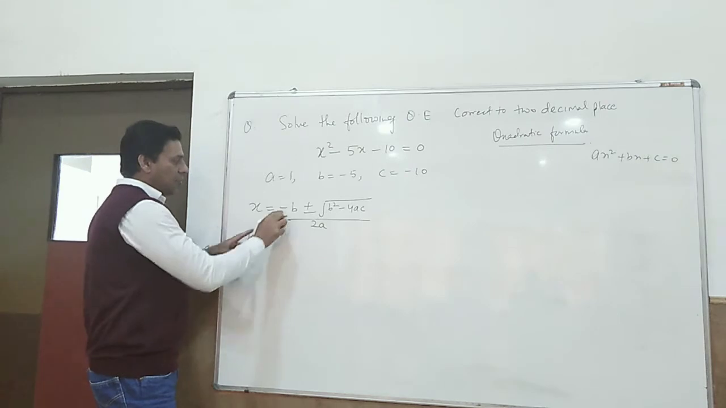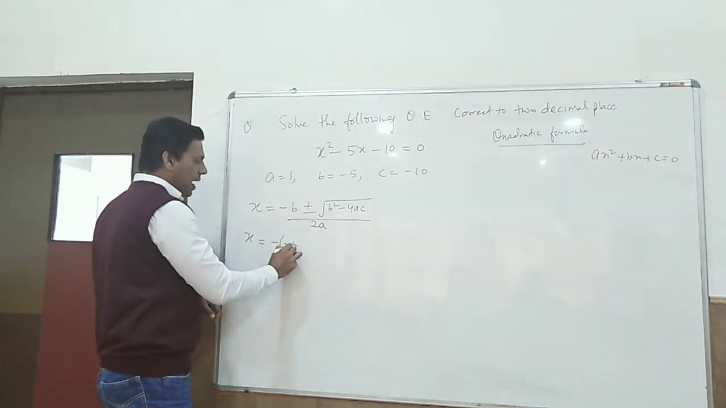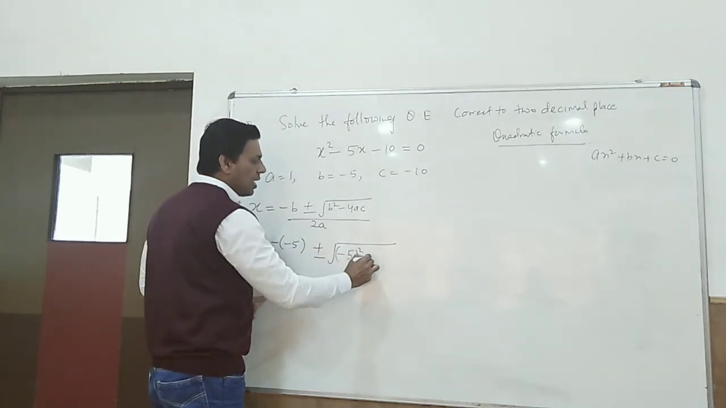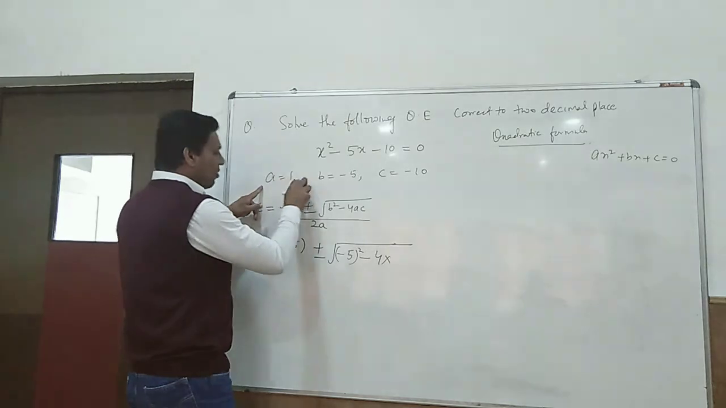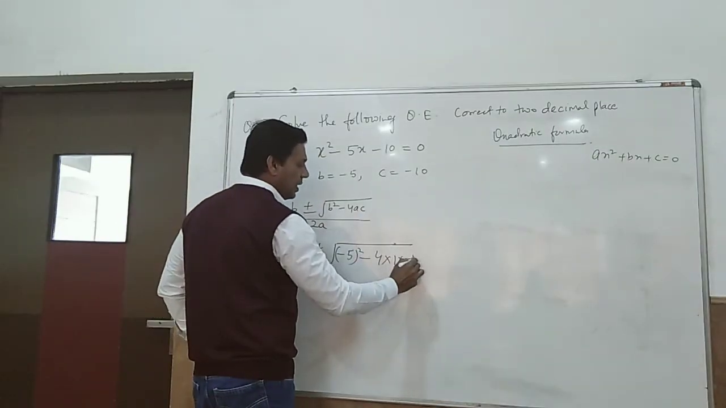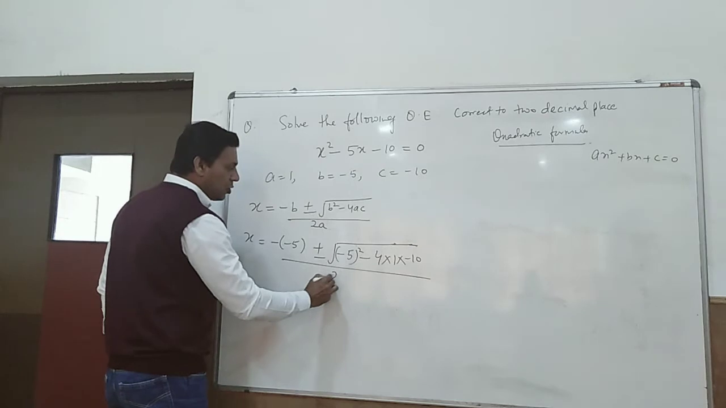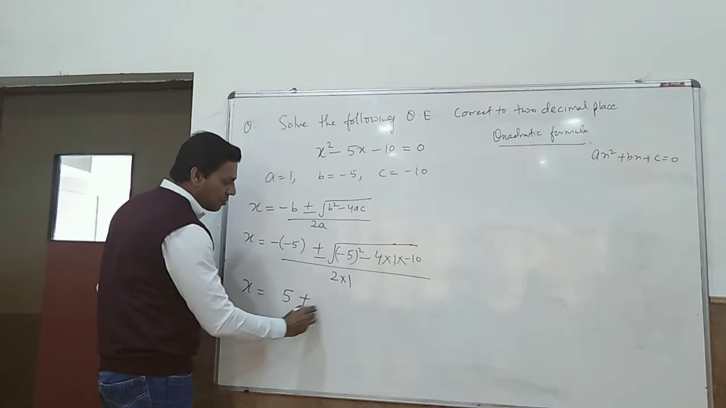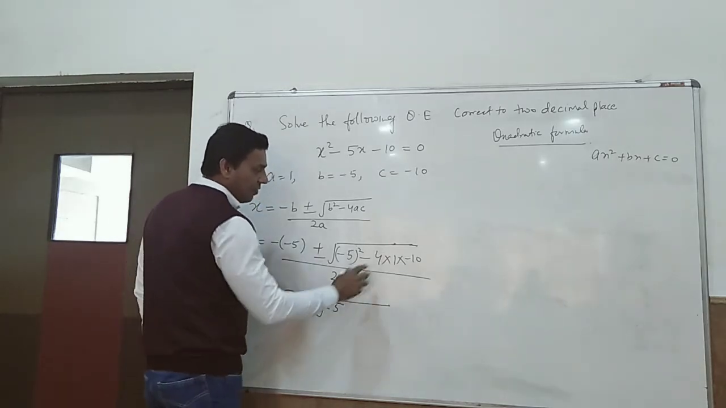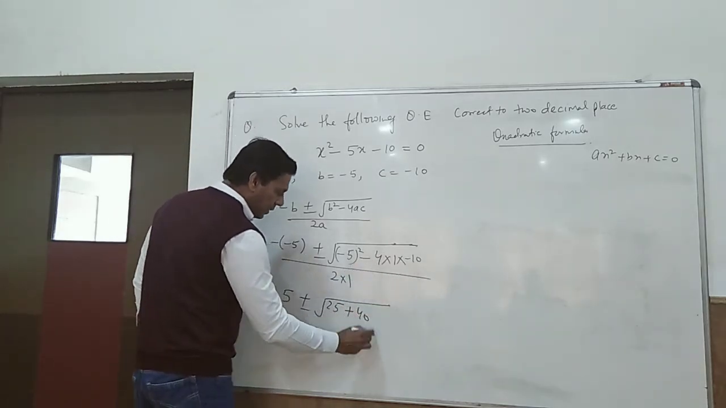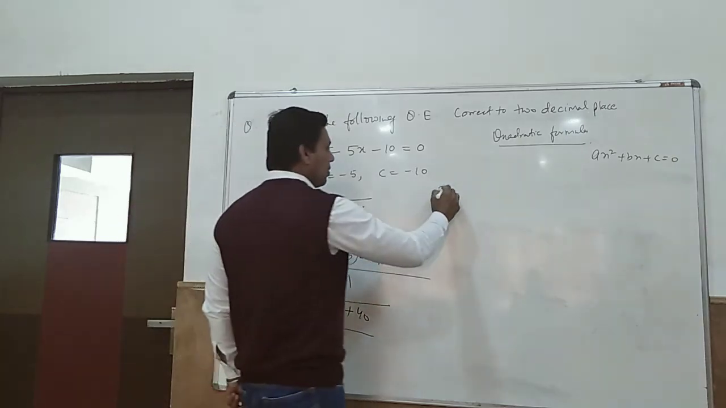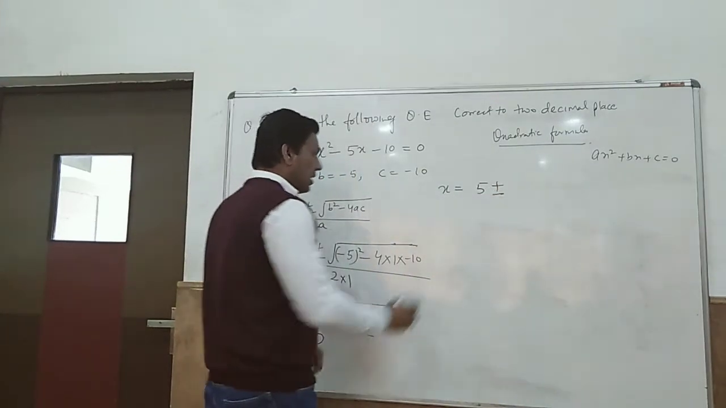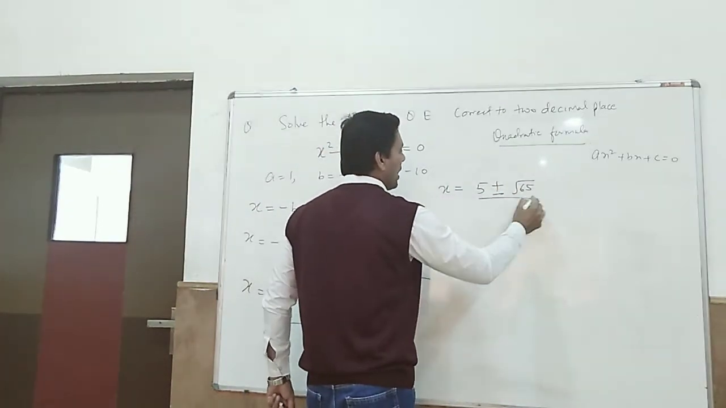So we will put all the values. Minus in place of b we will put minus 5, then plus minus under root b square, which means minus 5 whole square, minus 4 into 1 in place of a and minus 10 in place of c, upon 2 into 1. So x is equal to 5 plus minus under root 25 plus 40 upon 2. So we have x is equal to 5 plus minus under root 65 upon 2.